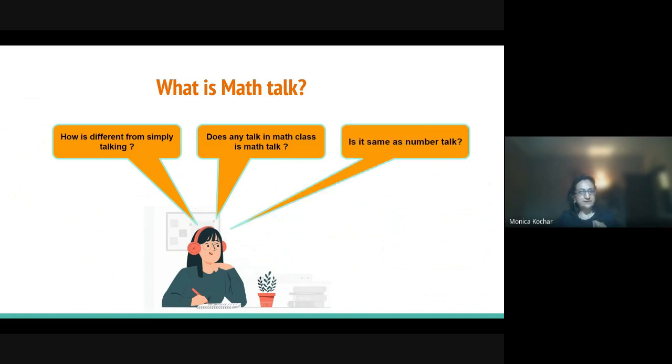Is it the same as number talk? Maybe. Number talk is only when you're talking numbers. How did you get 12 into 5? What is 12 plus 11? Math talk can be in any concept area. The sum of the 3 angles of a triangle is 180. 2 angles are given. What is the third angle? That is also math talk.